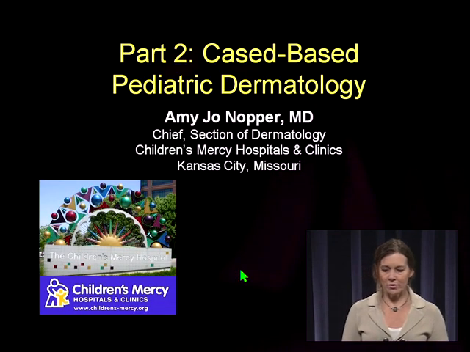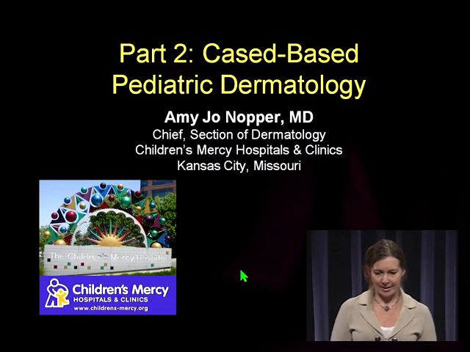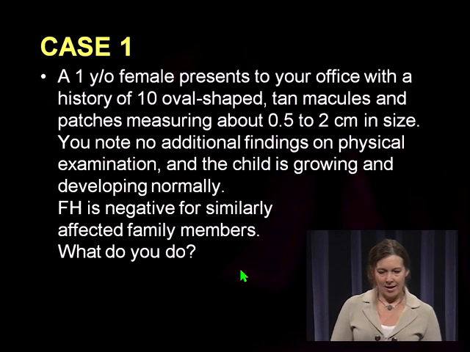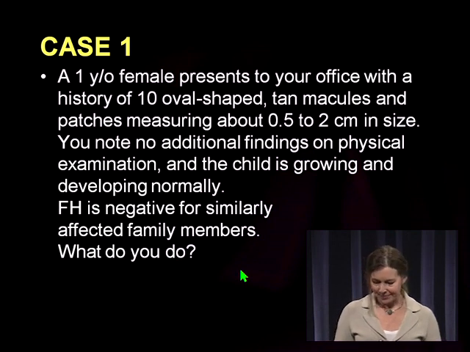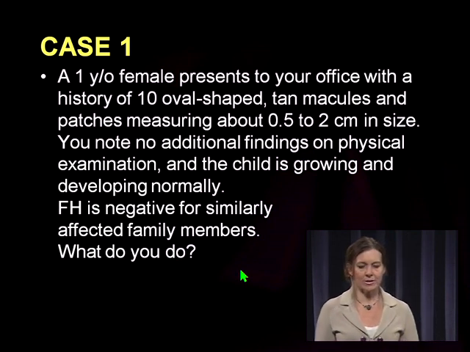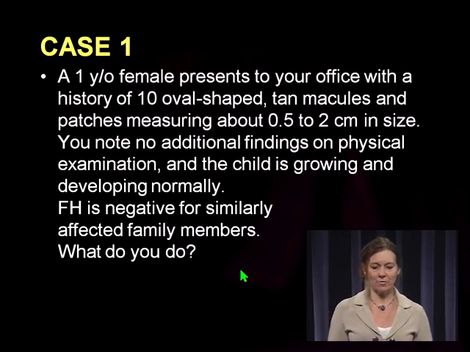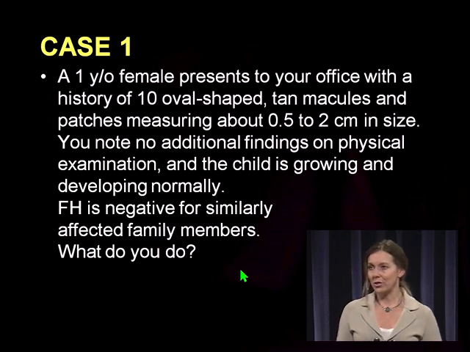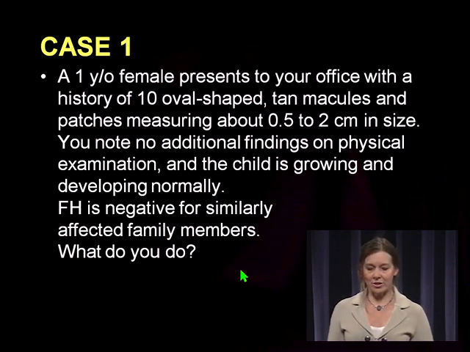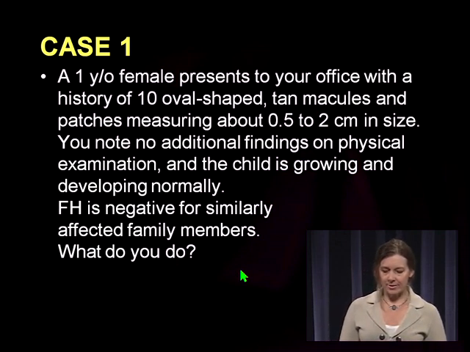And now we're going to shift into the case-based part of the presentation. I have a few cases for you, and then we'll have some discussion after each case. So the first case is a one-year-old female who presents to your office with a history of 10 oval-shaped tan macules and patches that measure about 0.5 to 2 centimeters in size. You note no additional findings on physical examination, and the child is growing and developing normally. The family history is negative for similarly affected family members.